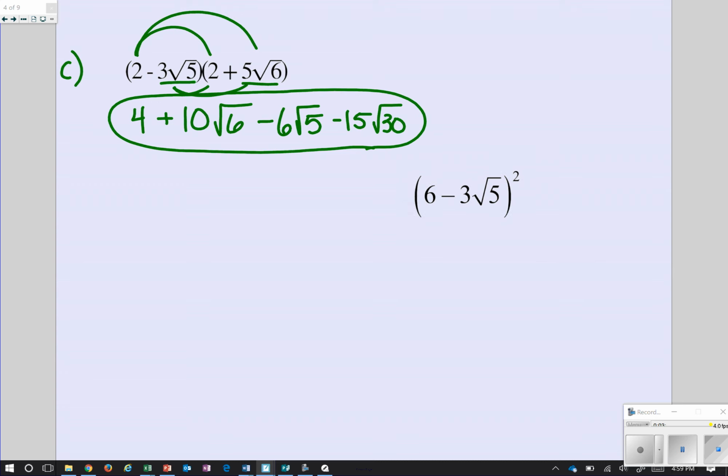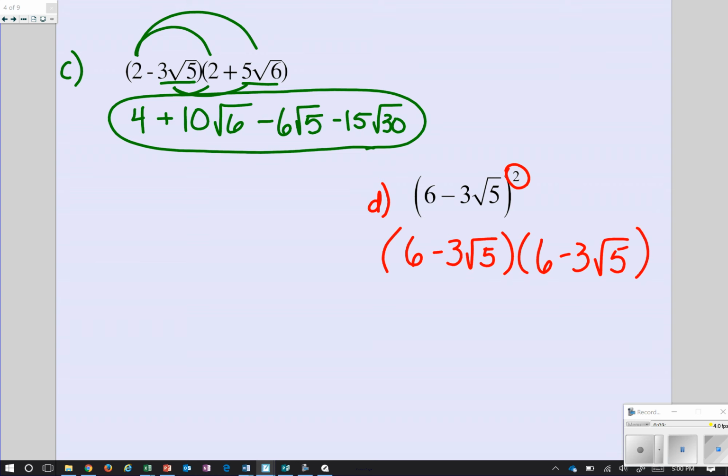For our last example, we have to remember what we do when we have an expression with 2 terms that is squared. And in an example like this, we should write out this binomial twice. 6 minus 3 square root of 5 times 6 minus 3 square root of 5. And now perform the same steps we just did above. So 6 times 6 is 36. Minus 18 times the square root of 5. Minus 18 square root of 5 again.